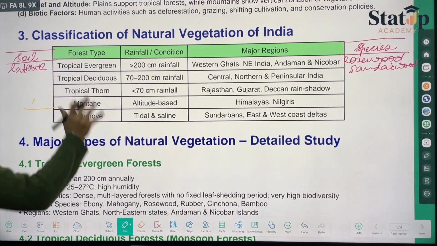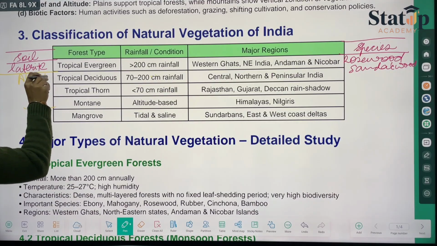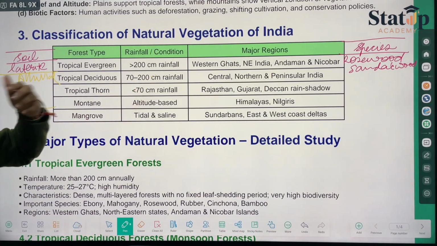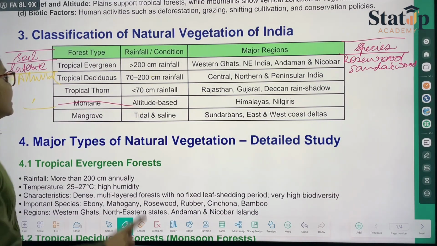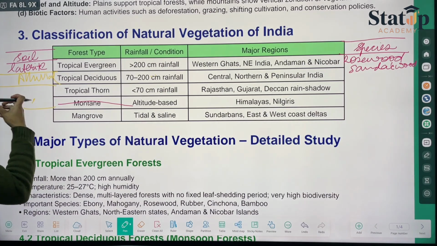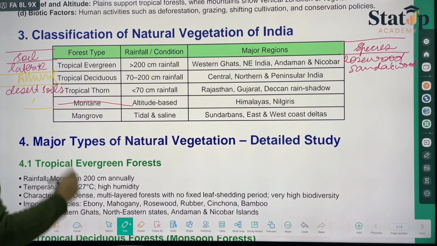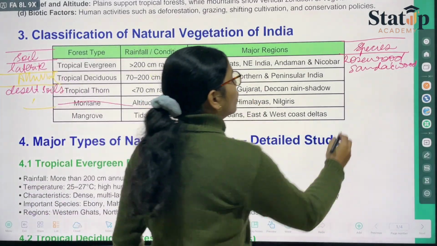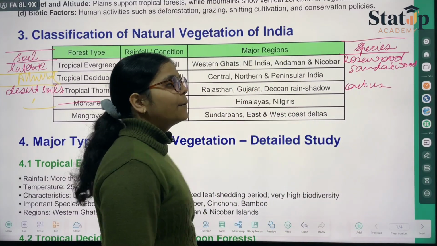When we talk about the tropical deciduous, it has alluvial type of soil and the amount of rainfall that it requires is 70 to 200. When we talk about the tropical thorn type, it says that it requires desert type of soil. Desert soils are again found in desert areas where you can find what? Cactus, or you can find cacti.